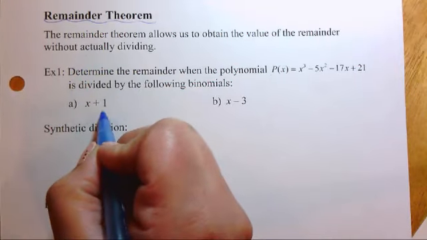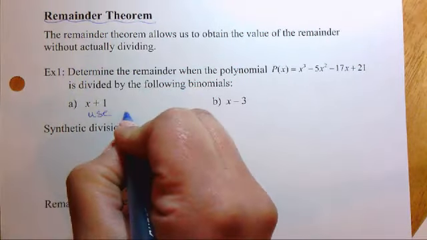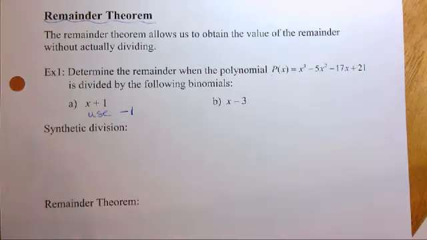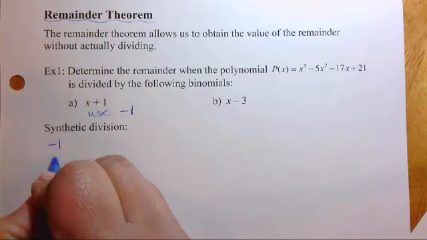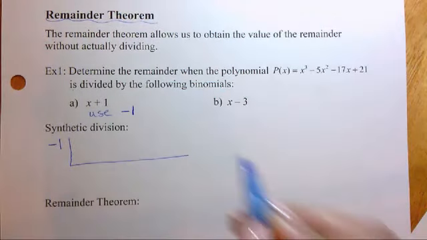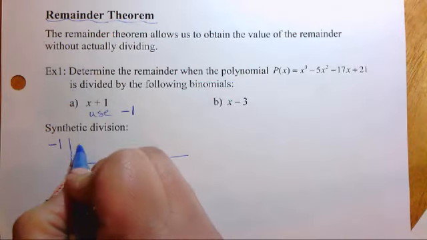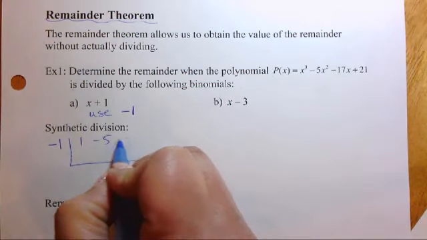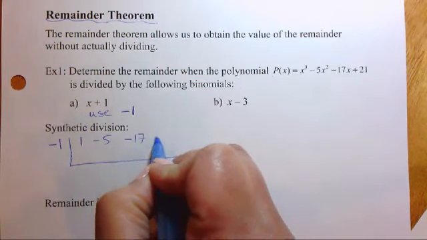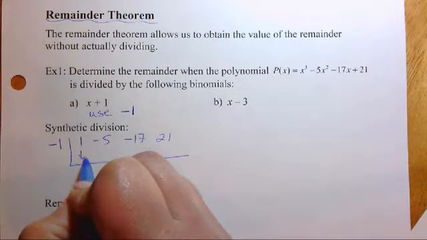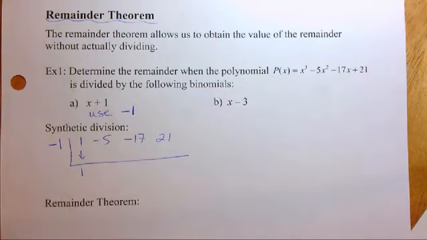So here, this is our divisor in the first case. We're going to use -1 to do our synthetic division. So very quickly, running through the synthetic division here, we're going to set it up with our coefficients. So I've got 1, minus 5, minus 17, and 21. Bring down the 1. And why don't you guys hit pause and take a second to figure out what the answer is and tell me what the remainder is.